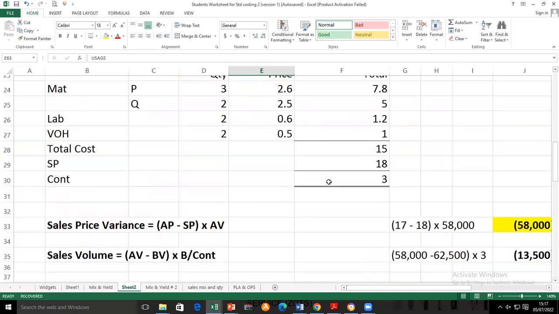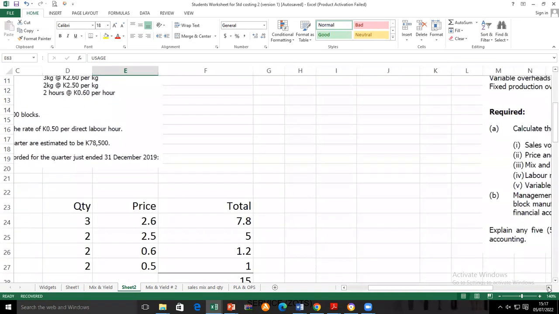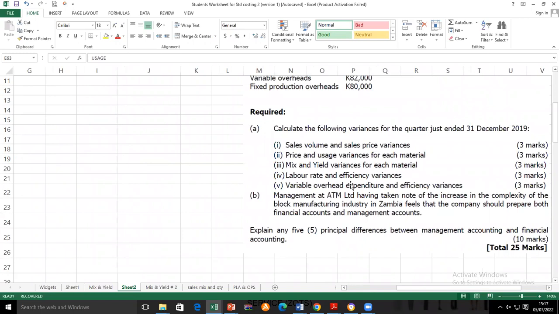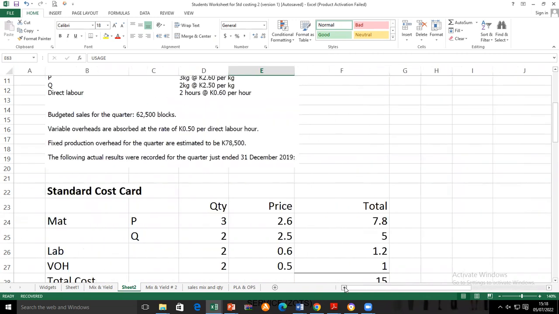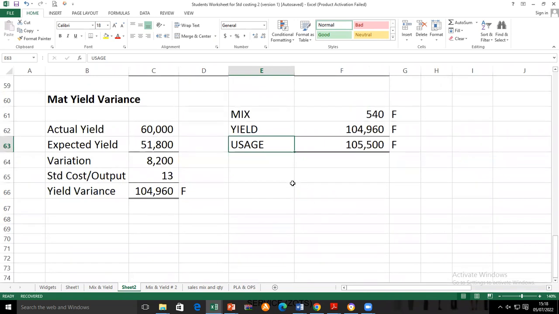Are there questions? Price and usage, mix and yield variances for each material. Have you seen this one? For each material. So if you do it on total like this, you have not answered the question in full. They want per each material.